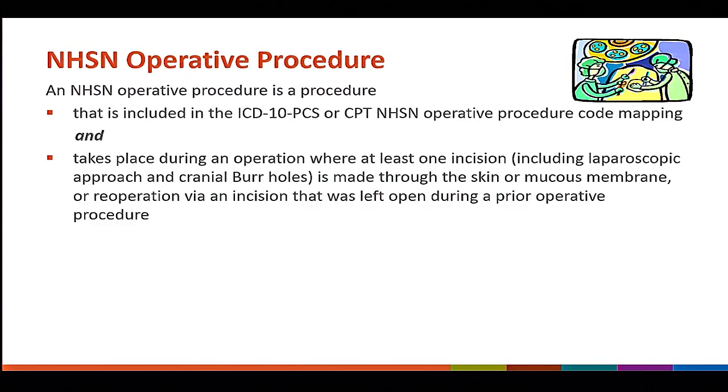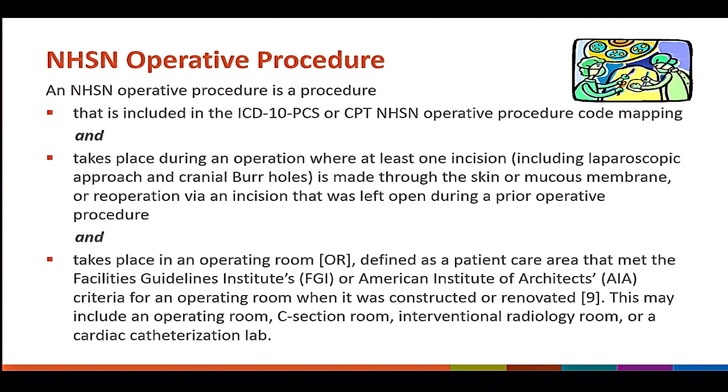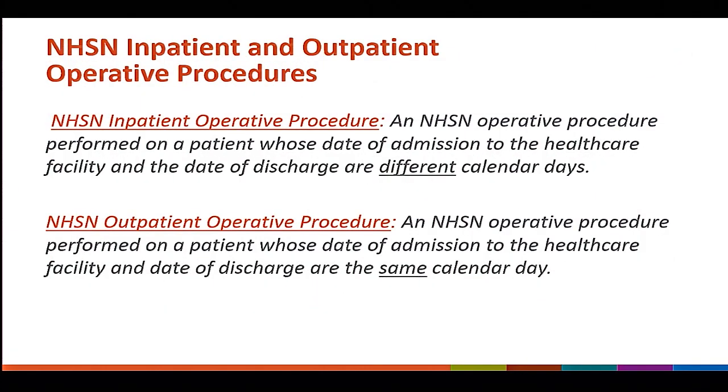An NHSN operative procedure is also a procedure that takes place during an operation where at least one incision is made through the skin or mucous membrane, or via reoperation via an incision that was left open during a prior operative procedure. And it takes place in an operating room as defined by the FGI or AIA guidelines. Two other key definitions for SSI surveillance are NHSN inpatient operative procedure and NHSN outpatient operative procedure. An NHSN inpatient operative procedure is a procedure that was performed on a patient whose date of admission to the healthcare facility and the date of discharge are different calendar days. So if your patient has an overnight stay, that's an inpatient operative procedure.